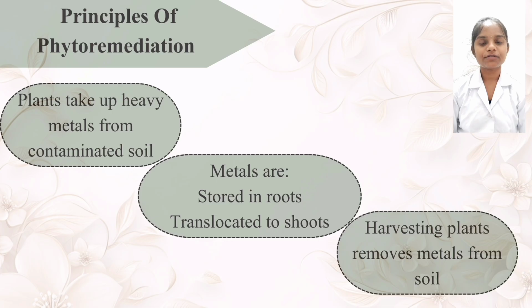The principles of phytoremediation. The basic principle of phytoremediation is that plants absorb heavy metals from contaminated soil through their roots.